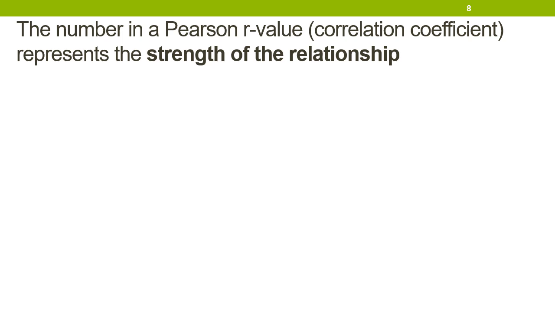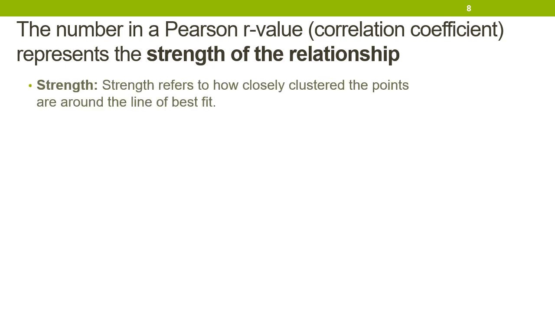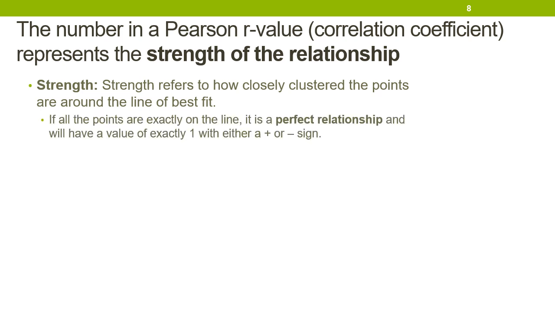The number in the Pearson R value, as opposed to the sign, represents the strength of the relationship, and the strength refers to how closely clustered the points are around the line of best fit. So if all the points are exactly on the line, it's a perfect relationship with a strength value of exactly 1. And it can have a positive or a negative sign and still be perfect.